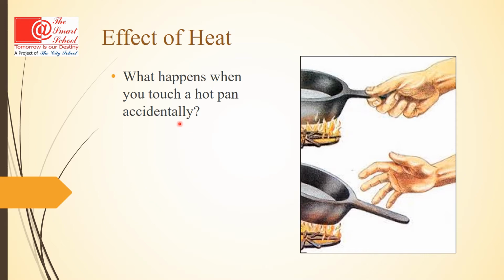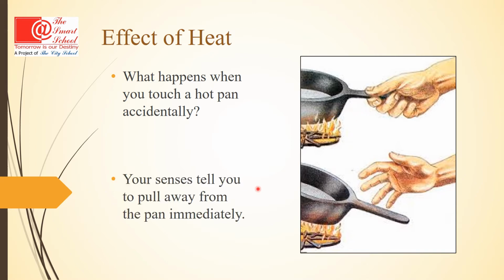Effect of heat. What happens when you touch a hot pan accidentally? You can see when we touch a hot pan, the heat from the pan transfers to our hand, and the senses in the body tell us to pull away from the pan immediately, as shown in this picture.